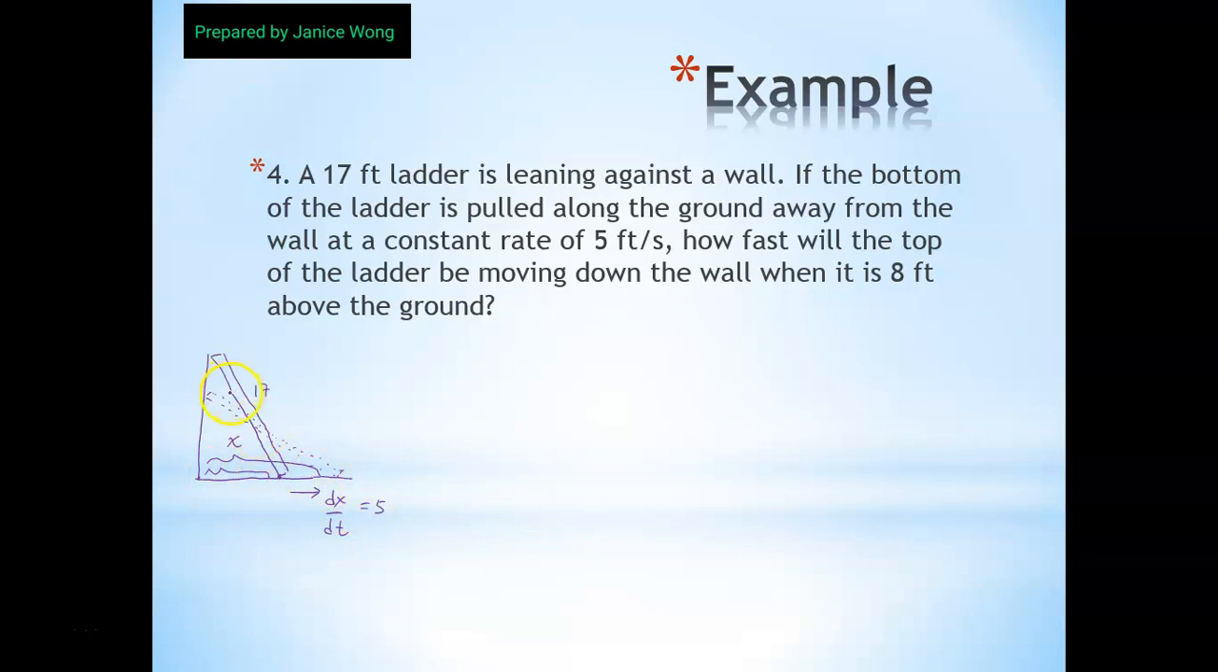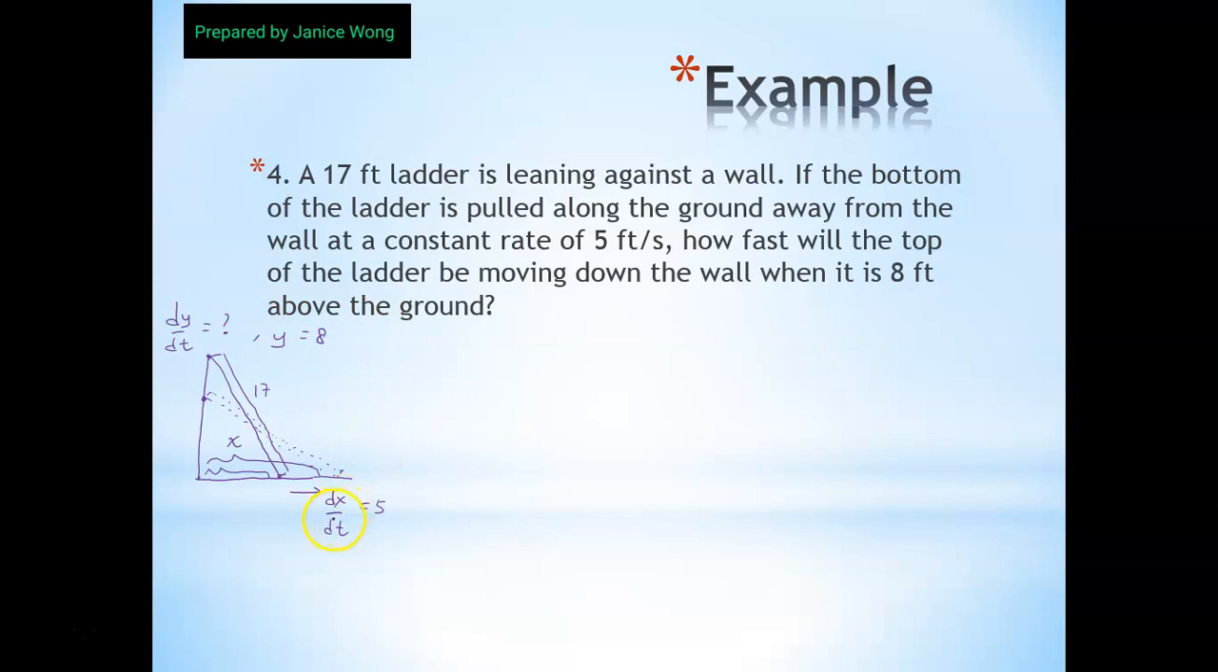How fast will the top of the ladder be moving down? The top of the ladder initially is here. After I pull the bottom of the ladder away from the wall, the top of the ladder is decreasing in size, getting lower. So the question asks for the rate of it. How fast will the top of the ladder be moving down? The question asks about dy over dt, when it is 8 feet above the ground, when y equals 8, right?